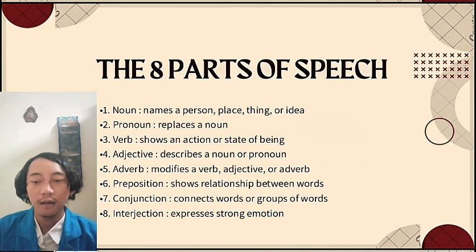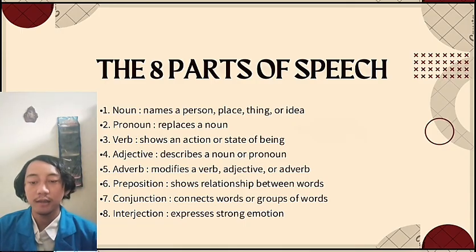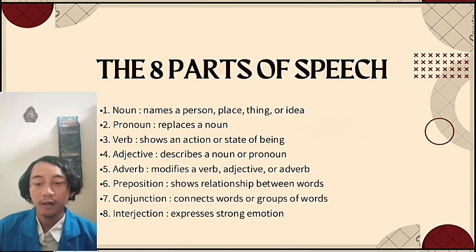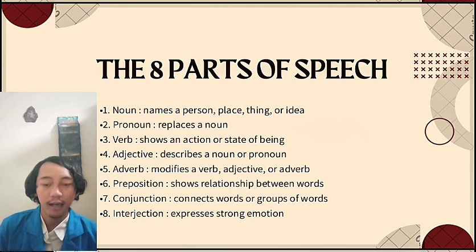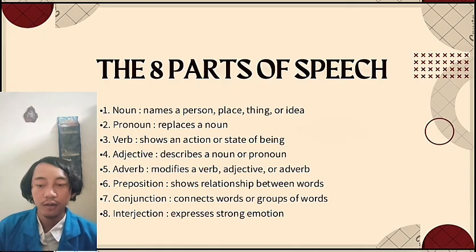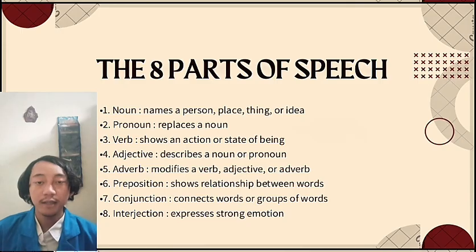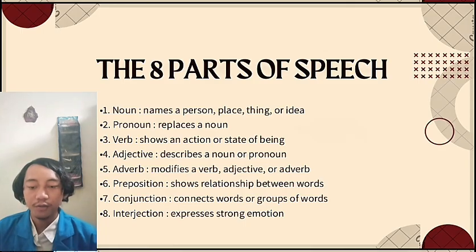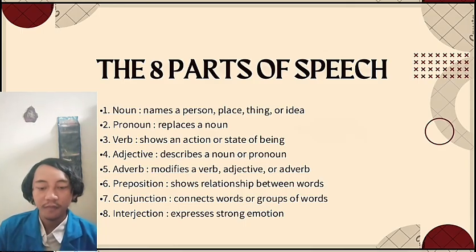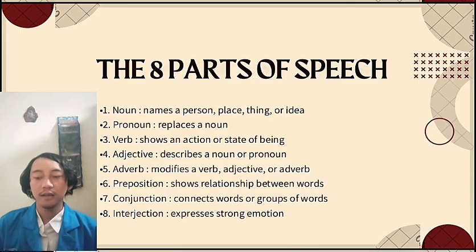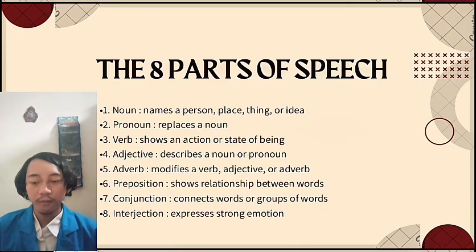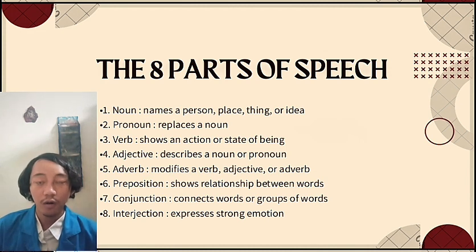The next slide. There are 8 parts of speech. The first is noun. A noun is for naming a person, place, thing, or idea. The second is pronoun. A pronoun replaces a noun. The third is verb. A verb shows an action or state of being. And the fourth is adjective. An adjective describes a noun or pronoun. And the fifth is adverb. An adverb modifies a verb, adjective, or adverb.